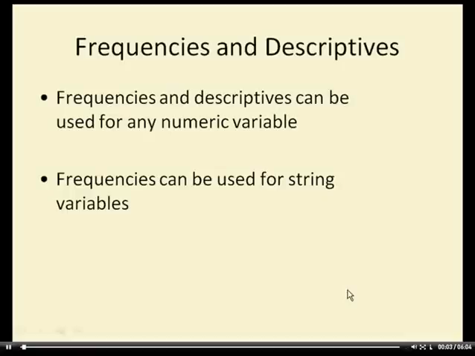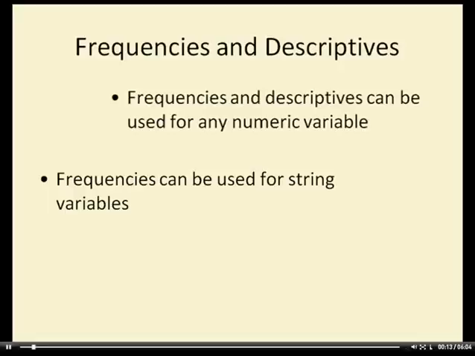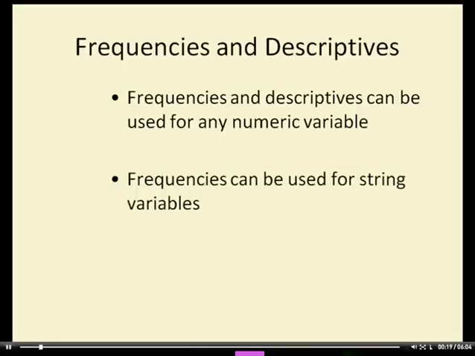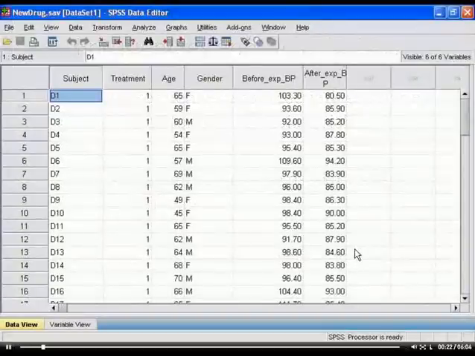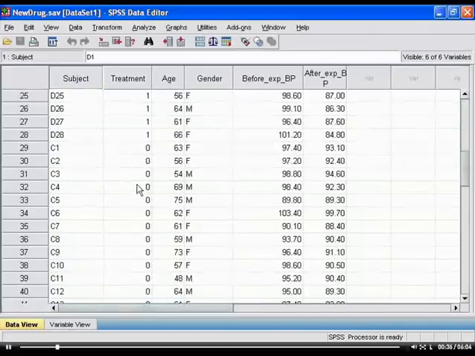In this clip, we will discuss frequencies and descriptives. Frequencies and descriptives can be used for any numeric variable. However, only frequencies can be used for string variables. For this clip, we will use the new drug data that is already opened. We would like to find the percentage of female patients and the percentage of patients that received the placebo treatment.